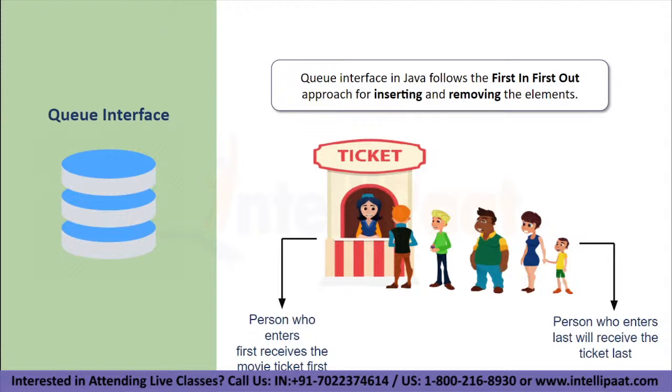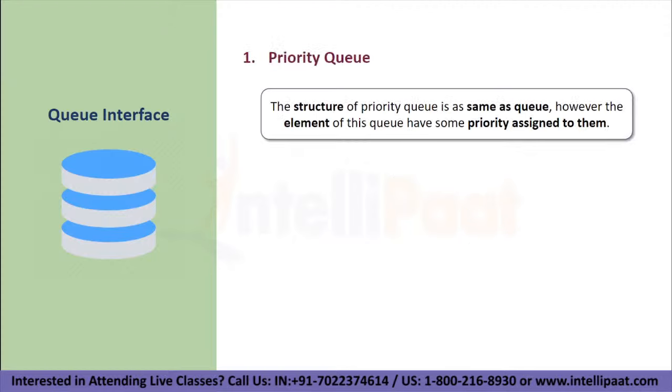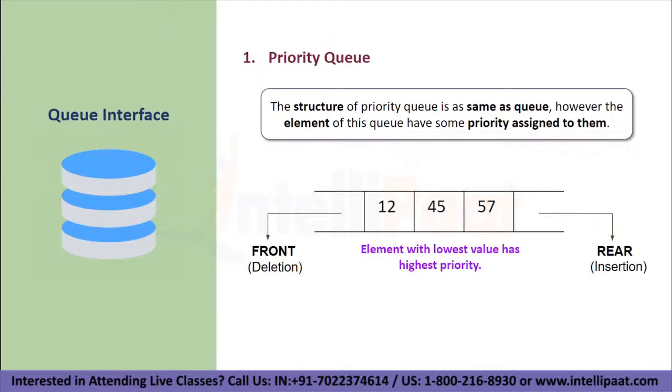There are basically two types of queue in the collection hierarchy, named priority queue and double-ended queue. Let's start with priority queue. The structure of the priority queue remains the same as that of a queue. The only difference is that elements of the priority queue have some sort of priority assigned to them. This priority can be value specific as well. For example, the element with the lowest value will have the highest priority, or vice versa. Basically, a heap data structure is used to implement this order.